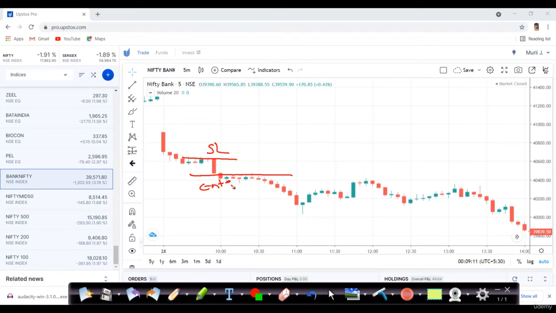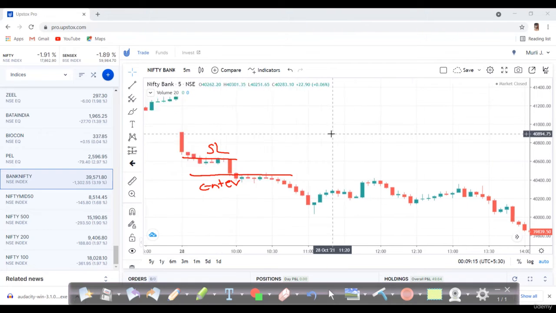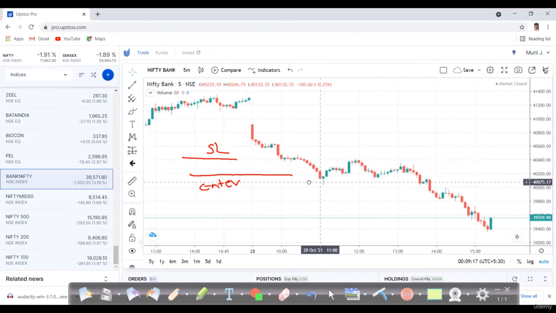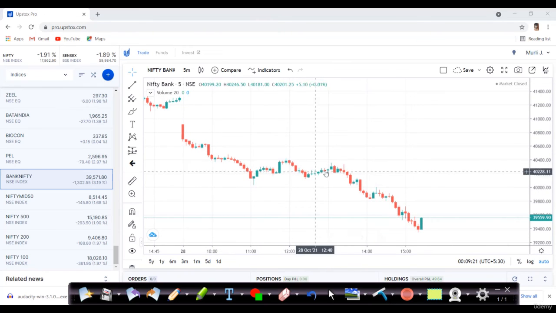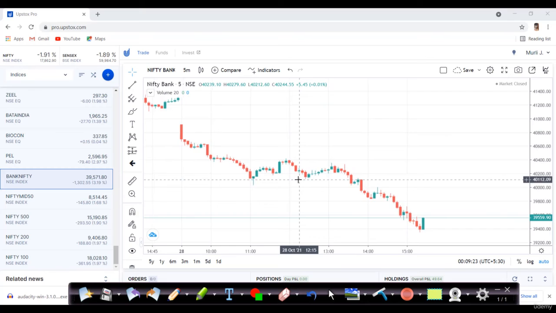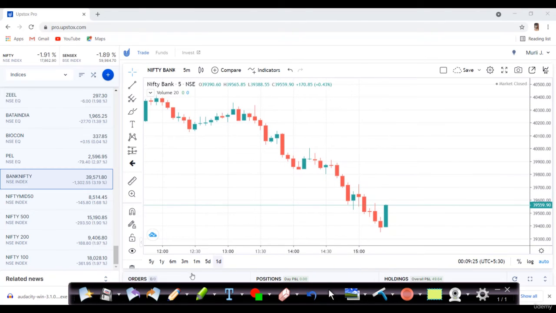Now if you check the result, see how much it formed. See, it dropped too much, right? From our level it dropped too much. Again you can see some doji candles here, right? A doji candle is here, but you need to mark the high and you need to mark the low.